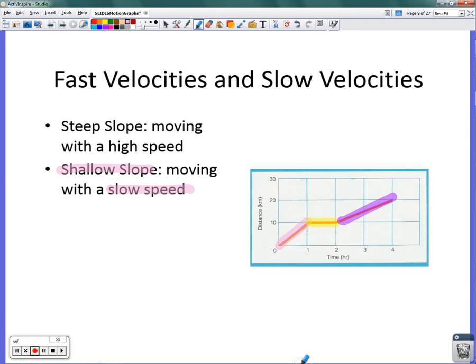Remember the yellow section, horizontal line, zero slope, zero velocity. But then at the end, steep slopes represent high speeds. So here we have an object that was moving at two different occasions, but the movement was not the same during those two different occasions. One time shallow slope, one time steep slope.